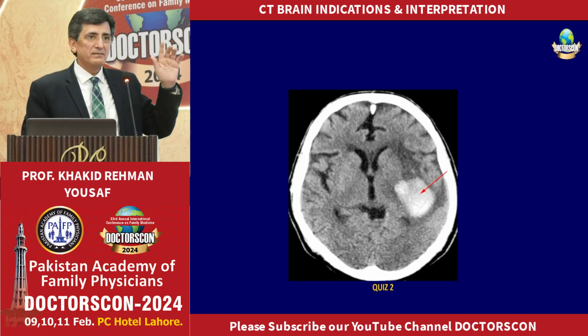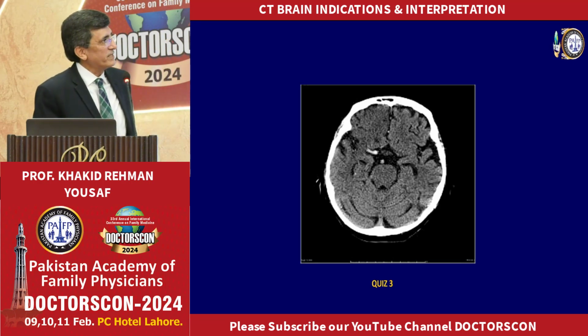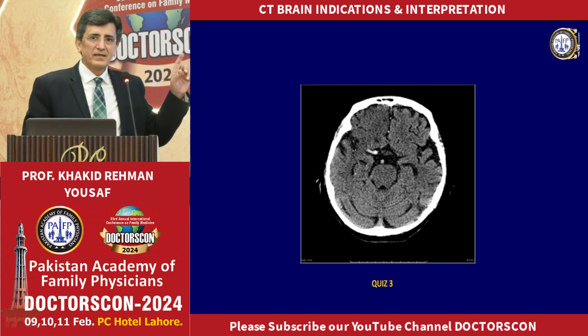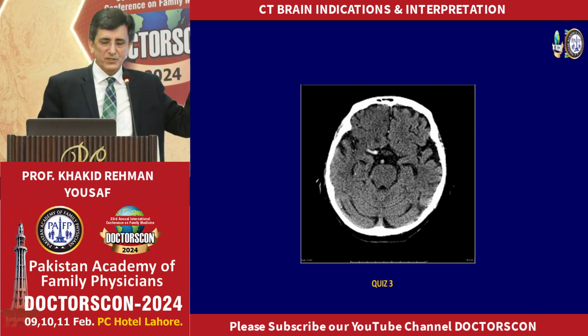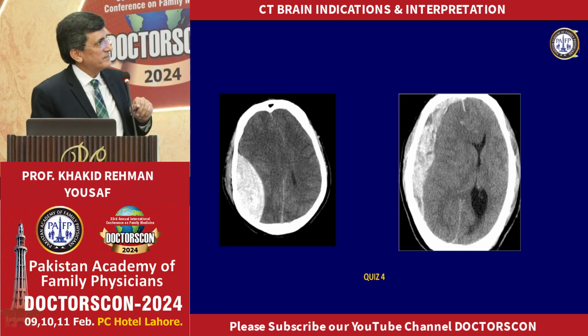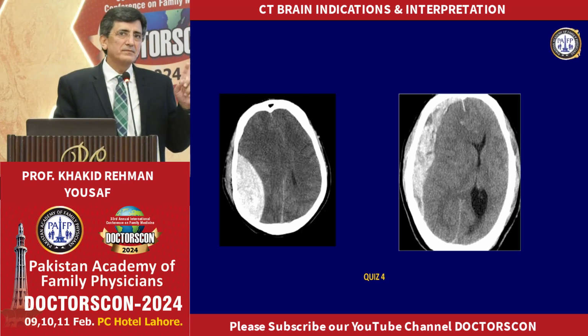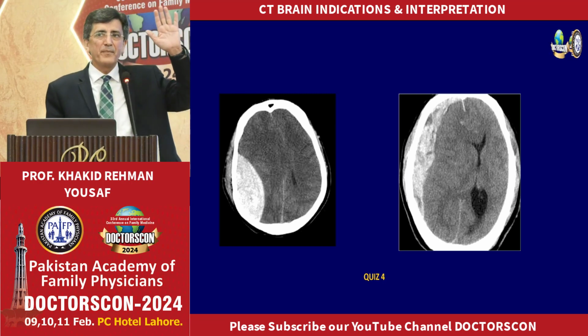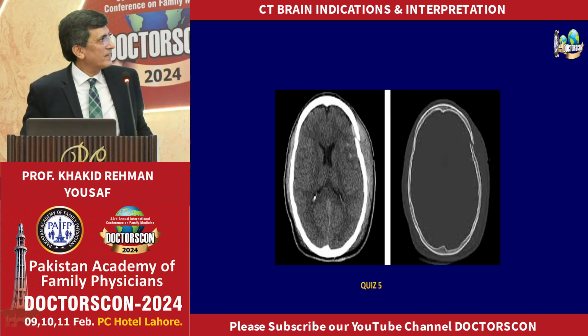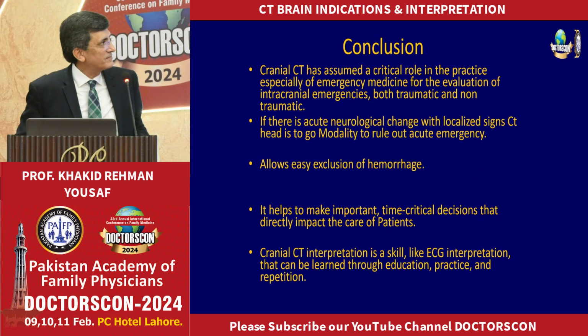And this one? This is a bleed. Bleed is hyperdense. And what you see in this? Hyperdense vessel sign. Thrombus in the middle cerebral artery, I just showed you. And what are these? Epidural and subdural. Are these acute or chronic? Acute, because they are hyperdense. How about this? Fracture. Excellent.